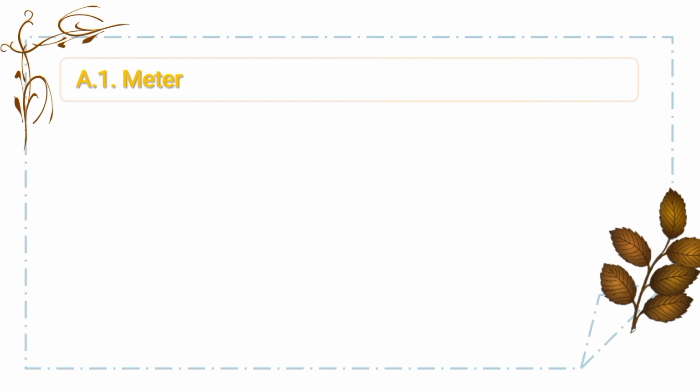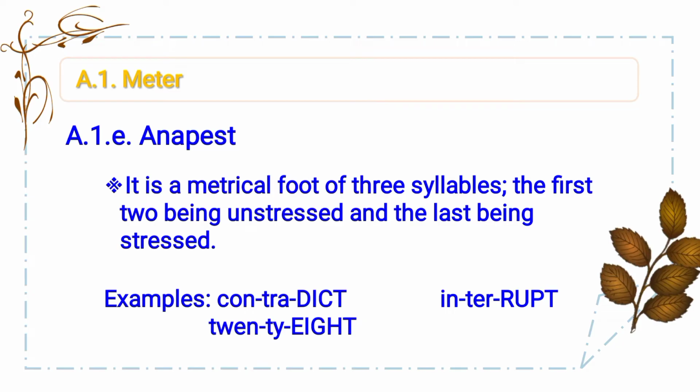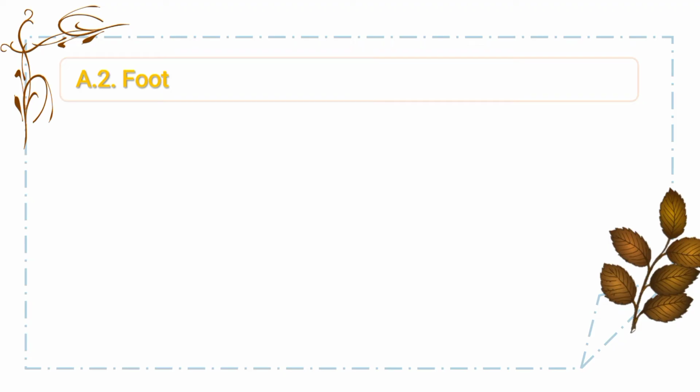Next is the anapest. It is a metrical foot of three syllables, the first two being unstressed and the last being stressed. So, it is the opposite of the dactyl. An example is contradict. The con and tra are unstressed and the dict is stressed. Another is 28 and interrupt. So, those are the examples of anapest. They are just the reverse of the dactyl.